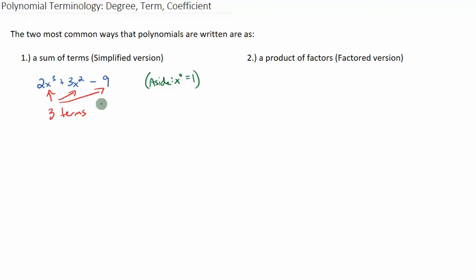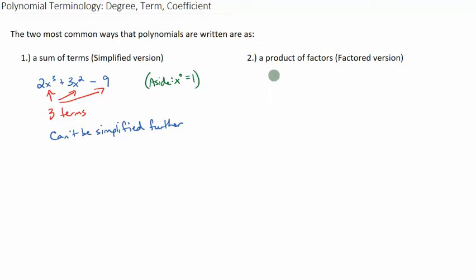It's called the simplified version because we can't simplify it anymore. Can't be simplified further. There are no more like terms. We can't multiply anything together, etc. So that's a sum of terms. Now a sum means add, but as you can see, it could also be subtracted. Okay? The second way polynomials are commonly written is a product of factors, called the factored version.